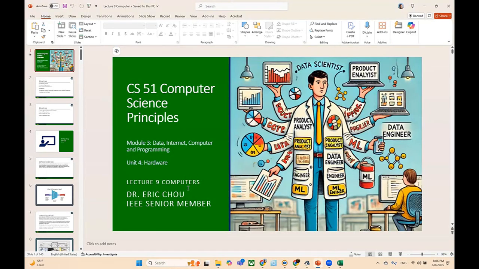And let's go back to our Unit 4. Unit 4 is on hardware. Hardware has 2 parts, computer and the network. Okay, computer and network.